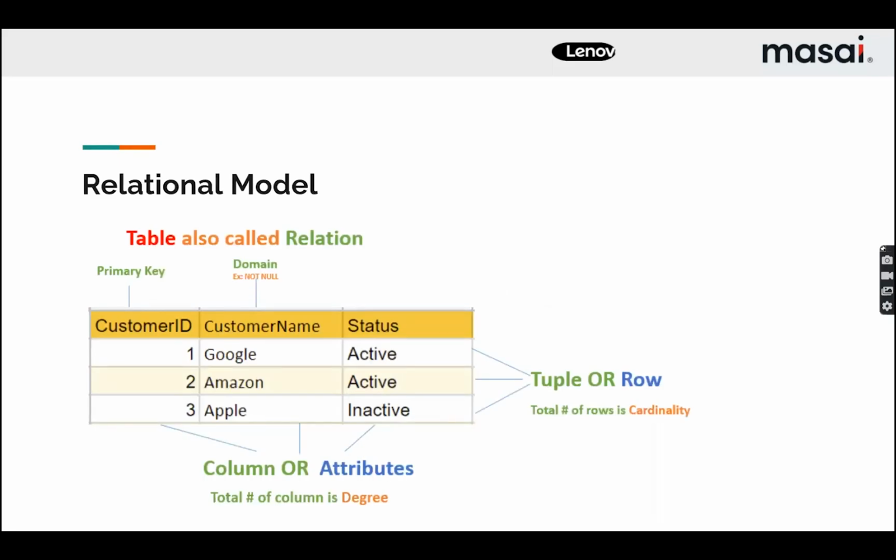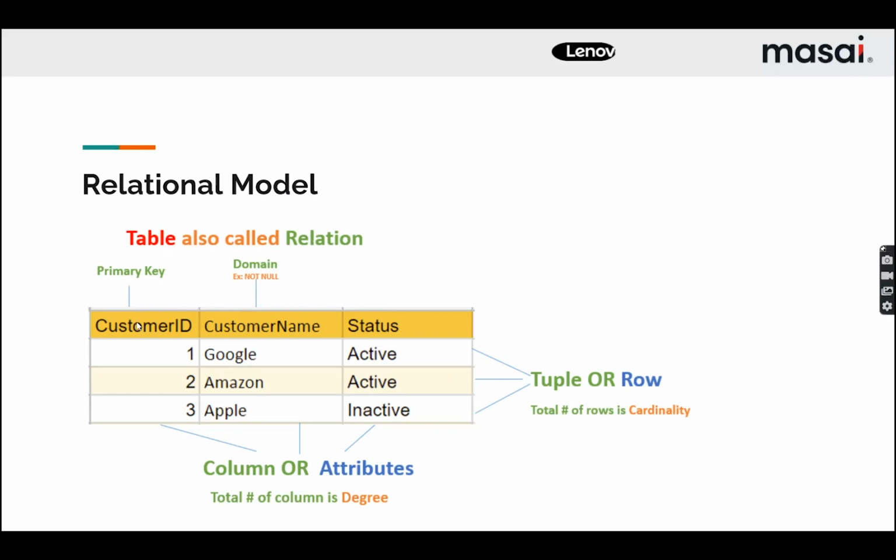So let's talk about the relational model. What is a relational model? Basically, in the relational model, a table is called a relation. This is a concept we learn in the database chapters. In that, a table is known as a relation.